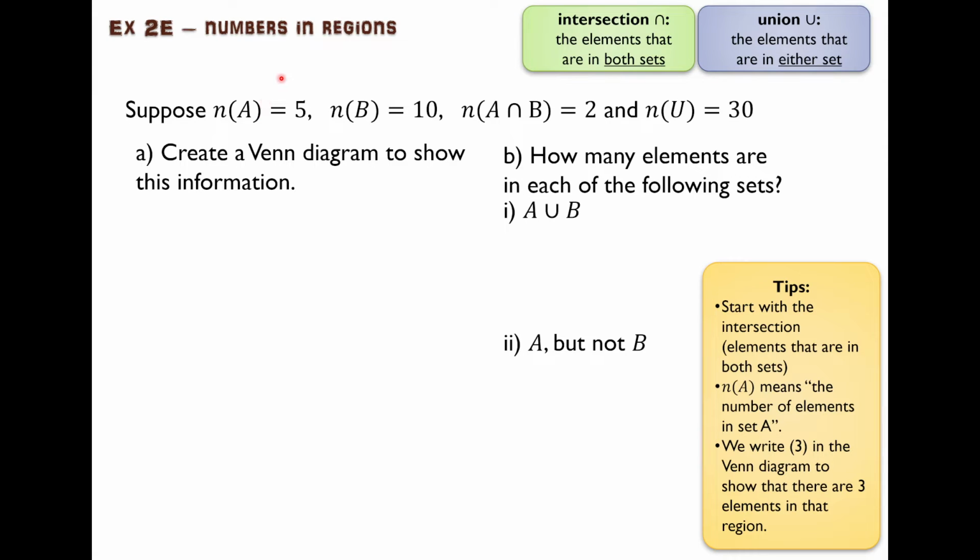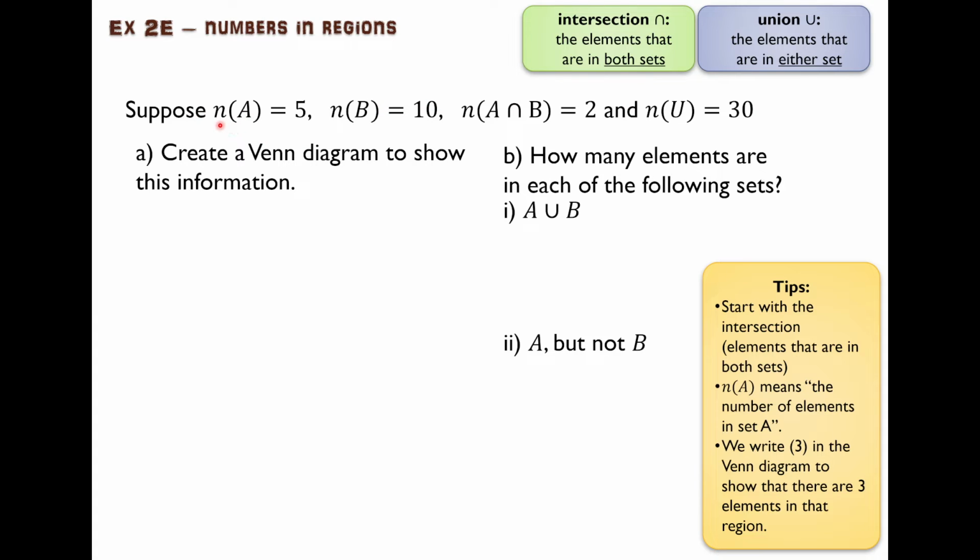Sometimes you have a bunch of sets and you know how many elements are in set A and set B and the intersection. And you want to find out all of the other regions. You want to draw the Venn diagram to get an understanding of how many are in each region. An example of that is a question like this.